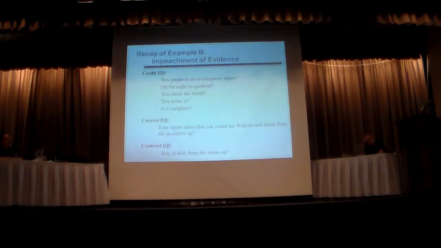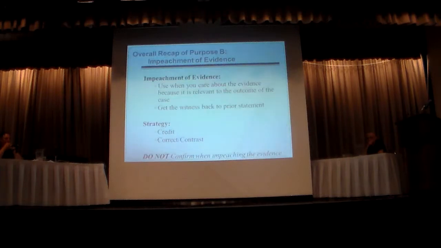So just to recap, when you are impeaching the evidence, you credit fully, you credit as much as you can, you do not confirm, you correct, you may or may not contrast. So you credit the report, you correct the evidence, i.e. you get it to go back to the report, to the evidence you need. You may go on to contrast, but you do not go back and ever mention what he said in examination in chief. So the strategy for impeaching the evidence, that's when you care about the evidence. You can't live with the examination in chief. You need to get it back to the prior statement. You credit, you correct, you may contrast, you do not confirm the evidence he gave in examination.